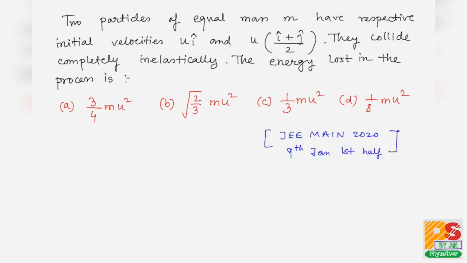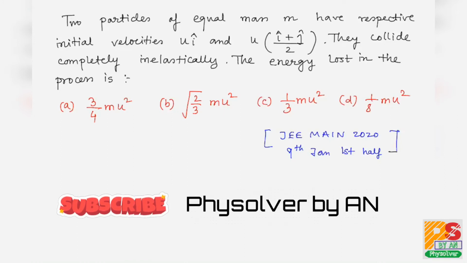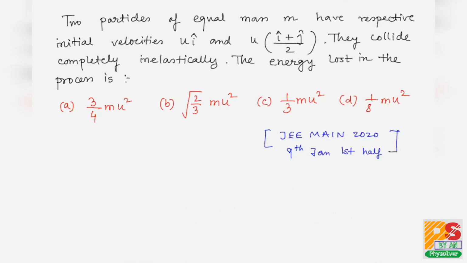Hello students, the question is: two particles of equal mass m have respective initial velocities u i cap and u (i cap plus j cap) divided by 2. They collide completely inelastically. The energy lost in this process is. There is a typical sum for perfectly inelastic collision.